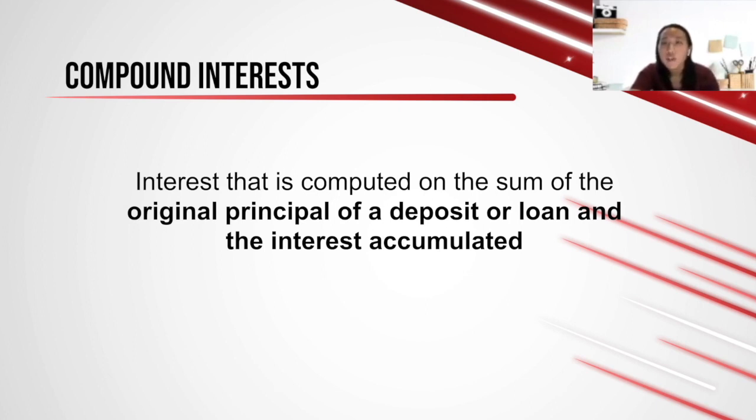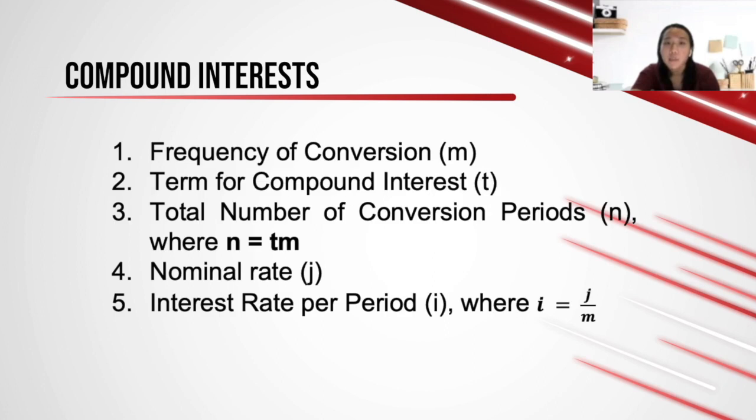So next, for compound interest, let us learn about the variables affecting compound interest. First is the frequency of conversion, denoted by M, which is the number of times interest is computed in a year. Next, the number of years of the term for compound interest is denoted by T. So, the total number of conversion periods for the entire term is denoted by N, which is given by the product of time and the frequency of conversion.